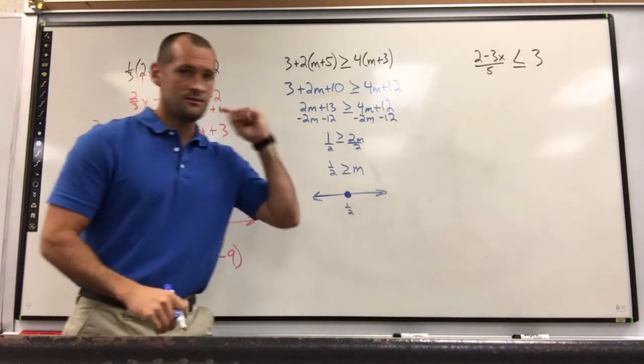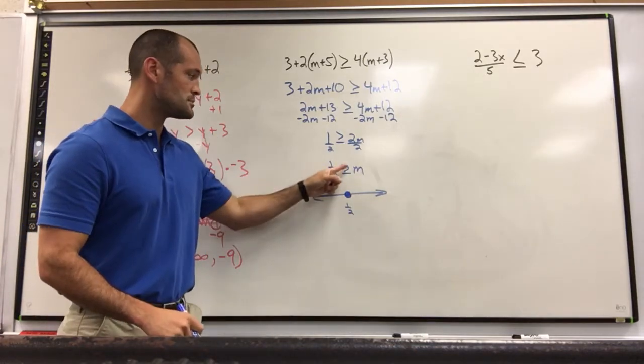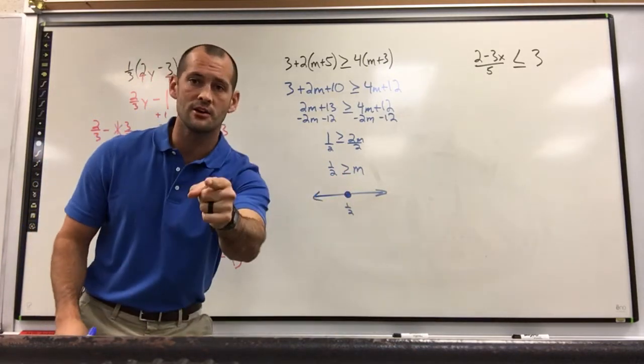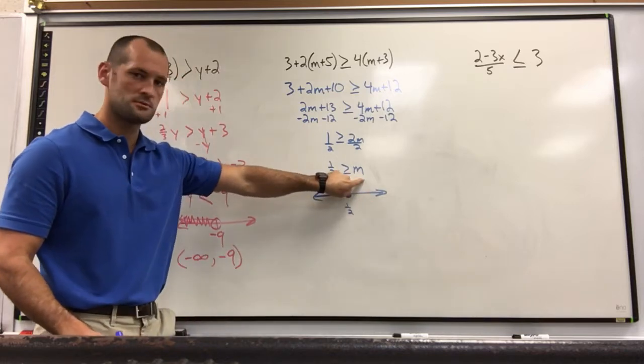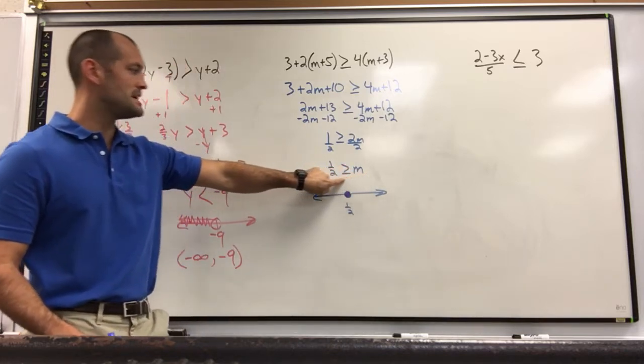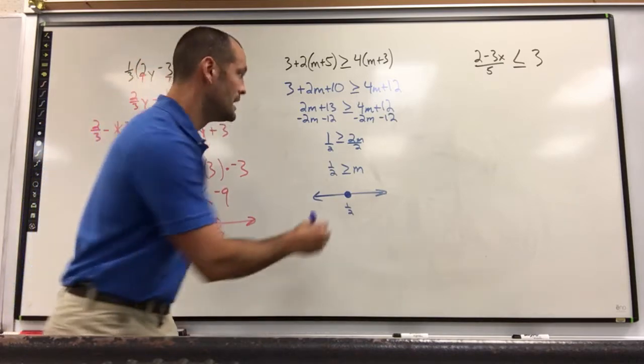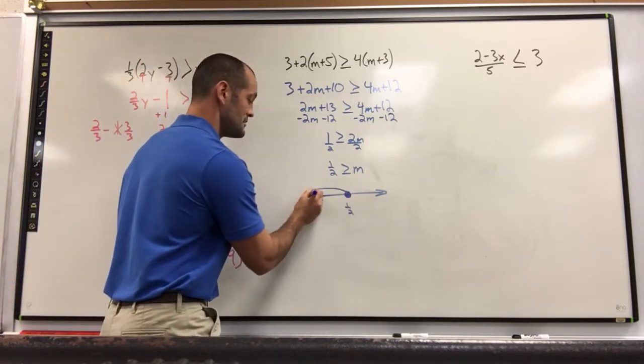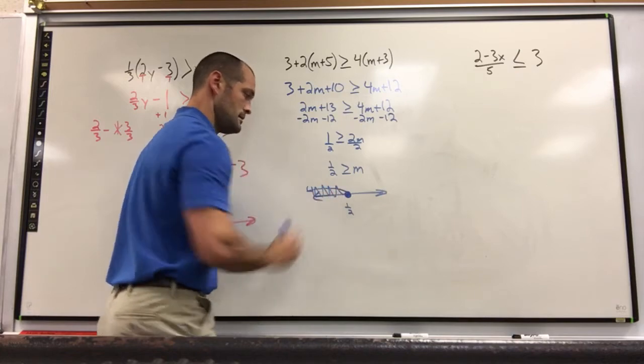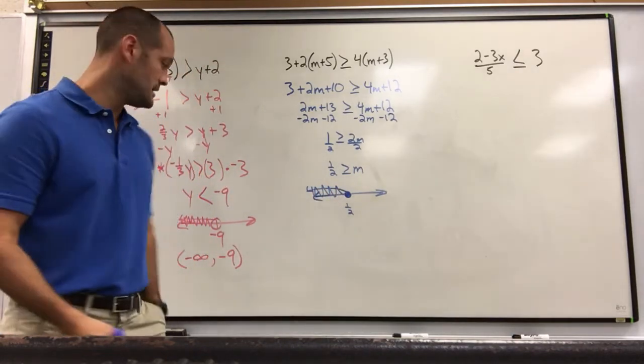Now again, if you're doing this too quickly, you're going to miss this. Oh, it's pointing to the right. Go to the right. You're a liar. Read this from the perspective of the variable. m is less than or equal to 1/2. I am less than. I am a left than. And there's our graph.